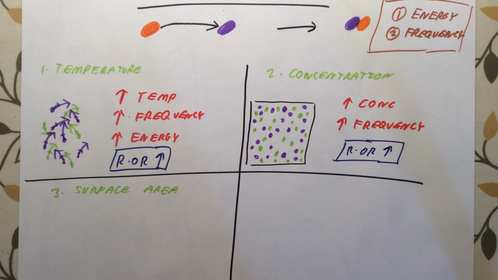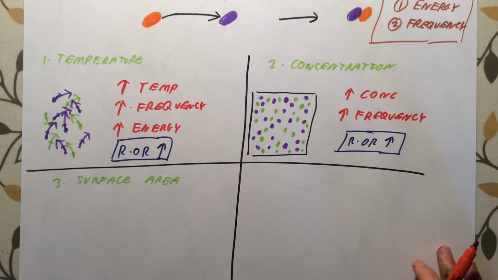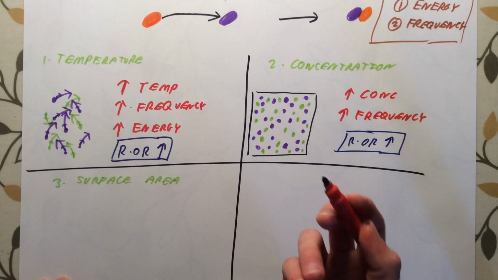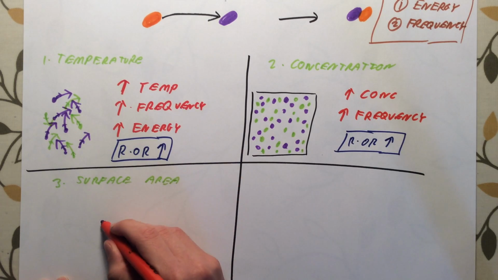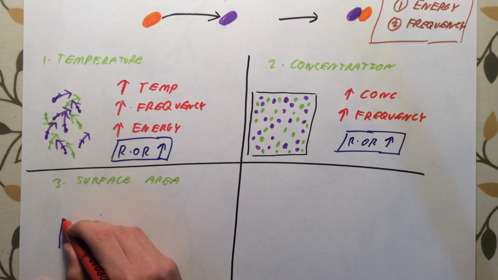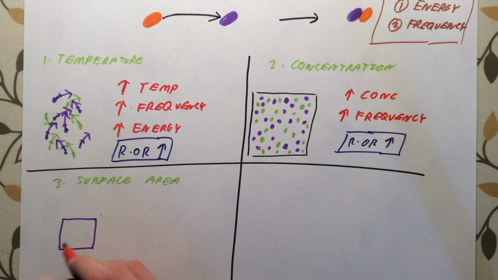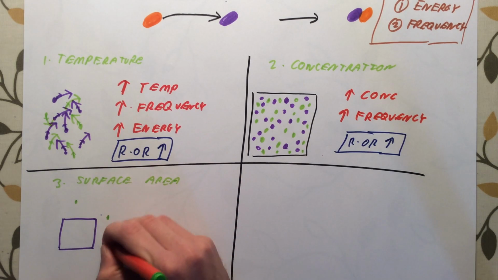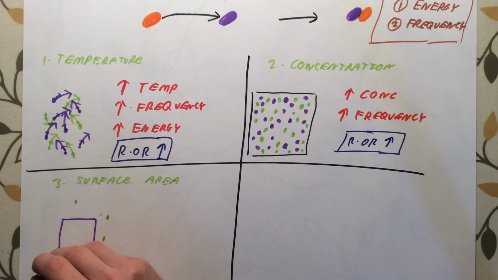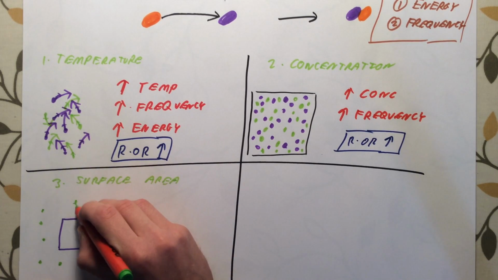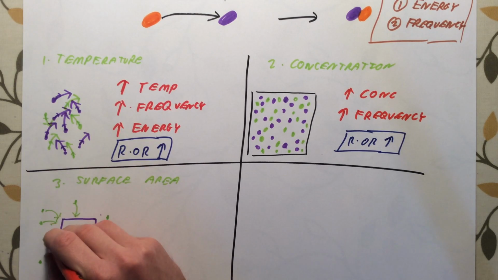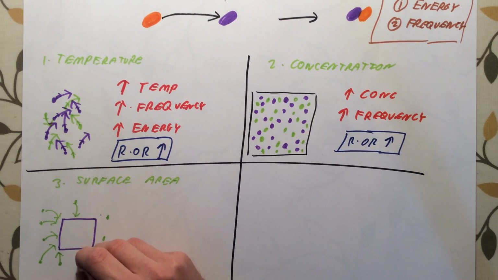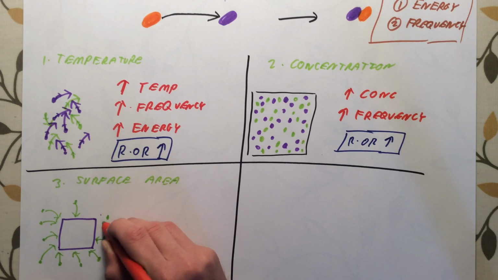Okay, so in this case, I'm going to have a solid, and I'm going to imagine I've got a very large block of something like limestone. I'm just going to draw a single large block of limestone. If I put it in acid, the acid particles are going to collide with the surface, and I'm going to get a reaction happening whenever particles collide with the surface with enough energy. So whenever one of these particles hits the sides of this block, I'm going to get a reaction.